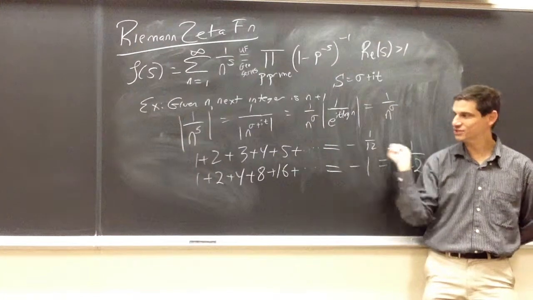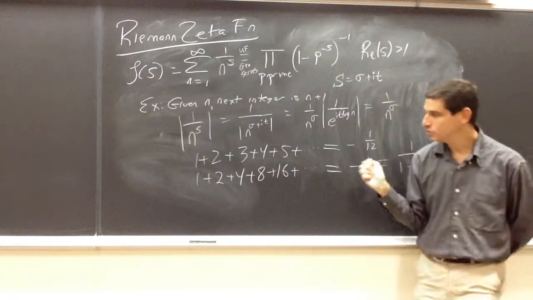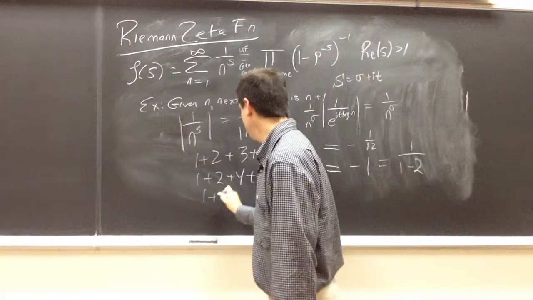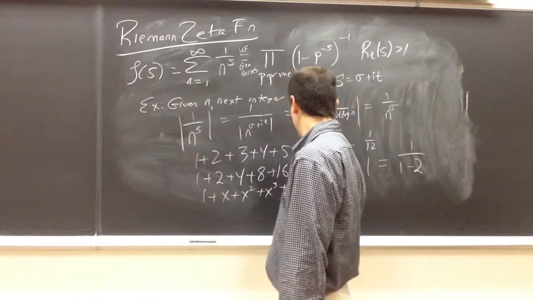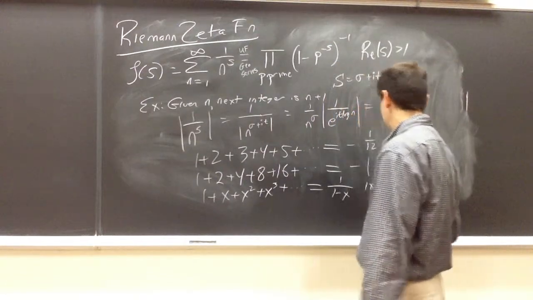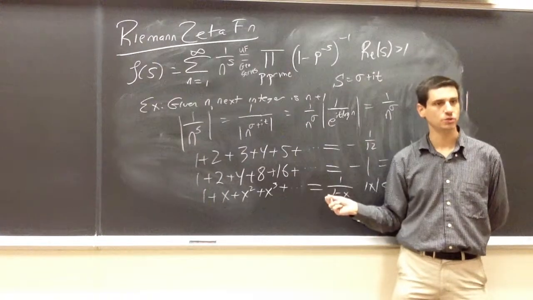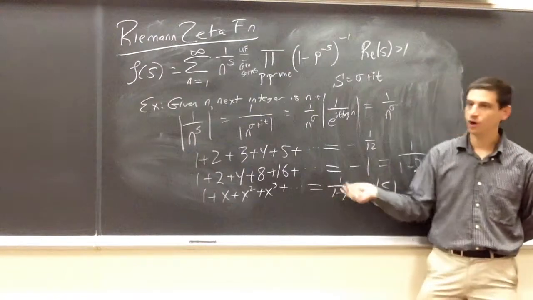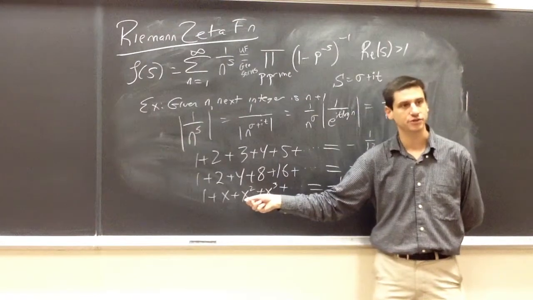Now, does the geometric series formula make sense here? No. But what you do have is 1 plus, I'll use x plus x squared plus x cubed plus ... equals 1 over 1 minus x if the absolute value of x is less than 1. So in this range, these two functions are equal. This function makes sense for all values of x other than 1. This function extends that function.